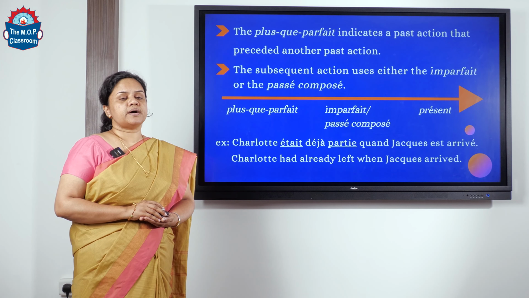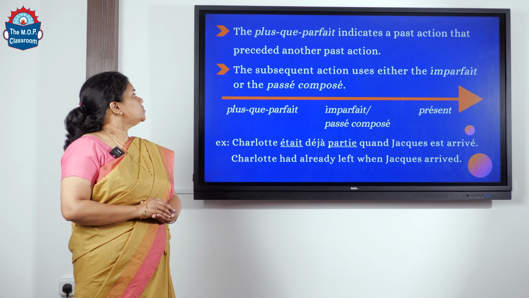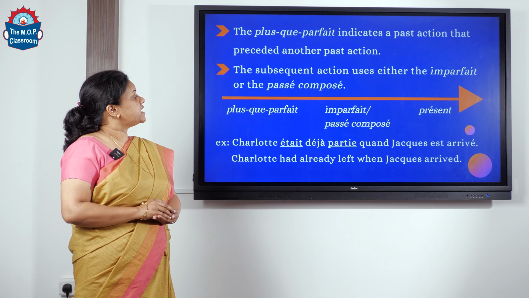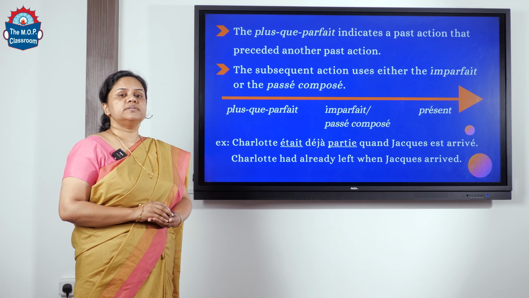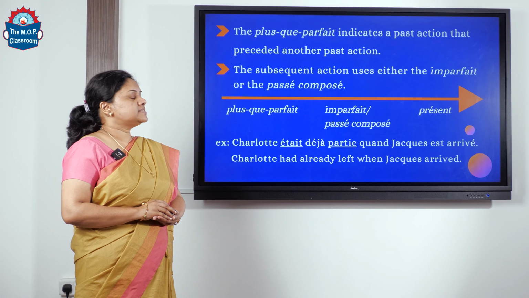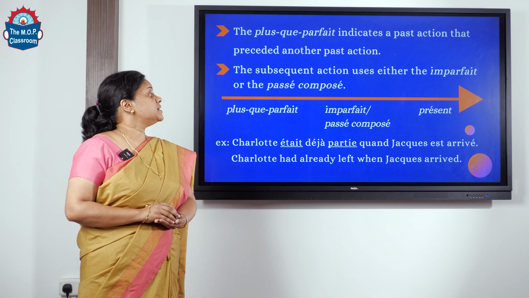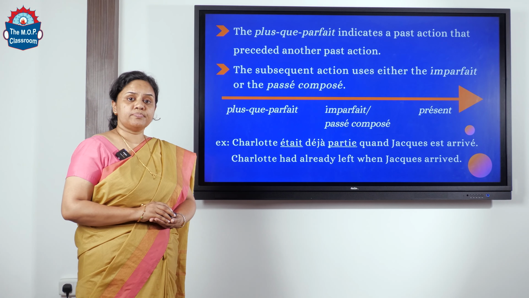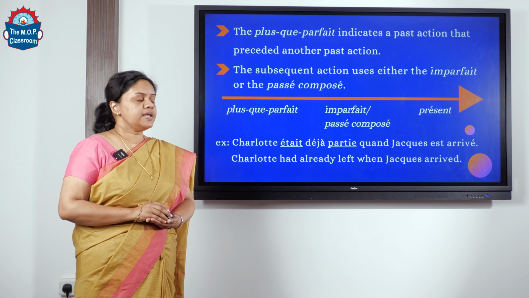So there are two past actions. The subsequent action uses either the imparfait or the passé composé. As we see here, plus que parfait is the first action that happens. Then we have imparfait or passé composé, and then if the present tense is there, the present tense is used.